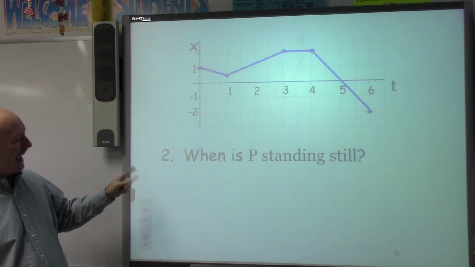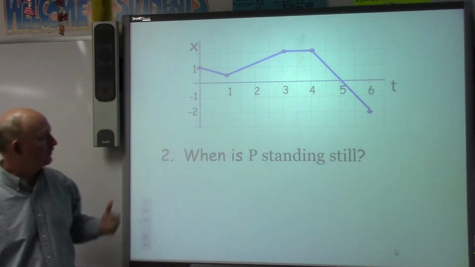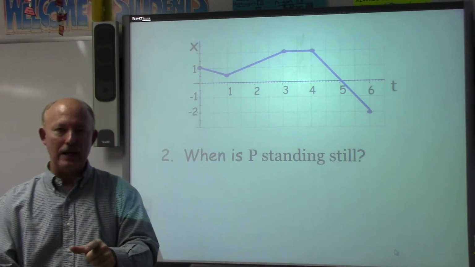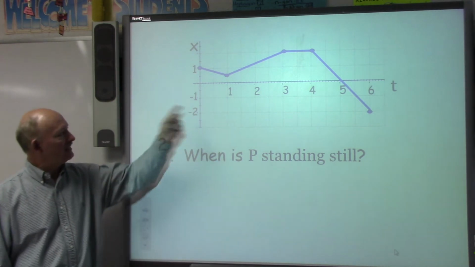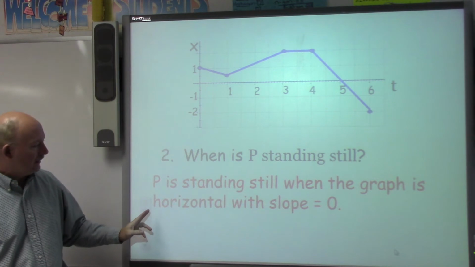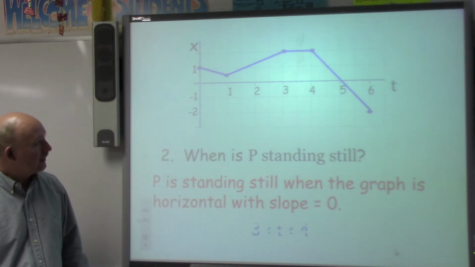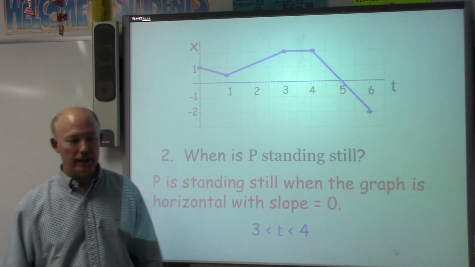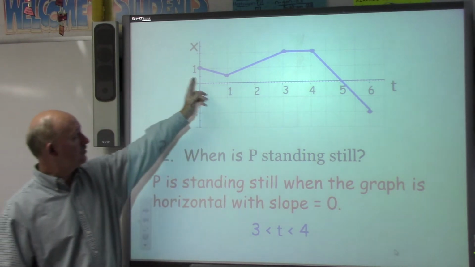I'm also going to add, I didn't put this on the PowerPoint, that it would be standing still at t equals 1. It's moving to the left and then it changes its direction. When it changes direction, it has to stop for just an instant. So it would be standing still at t equals 1 also. The particle is standing still when the graph is horizontal, with slope equal to 0. That would be between 3 and 4, and I would add also at t equals 1, because at one unit of time it changes direction.